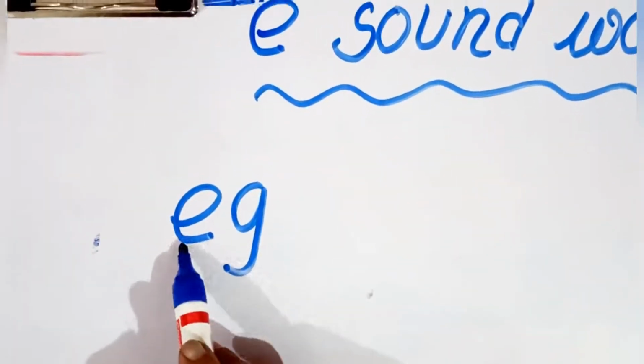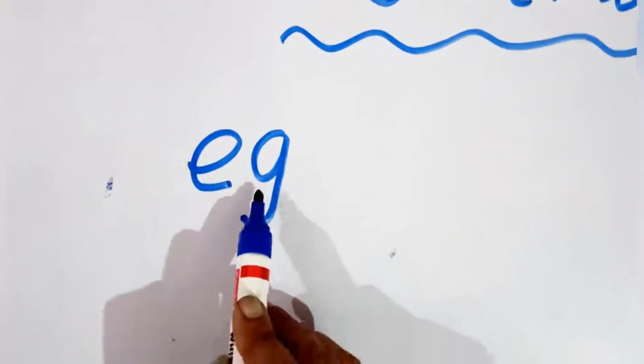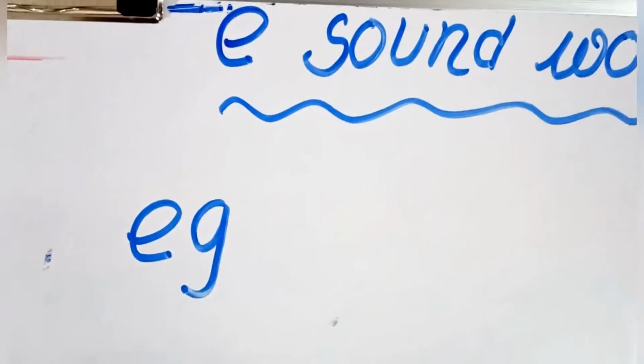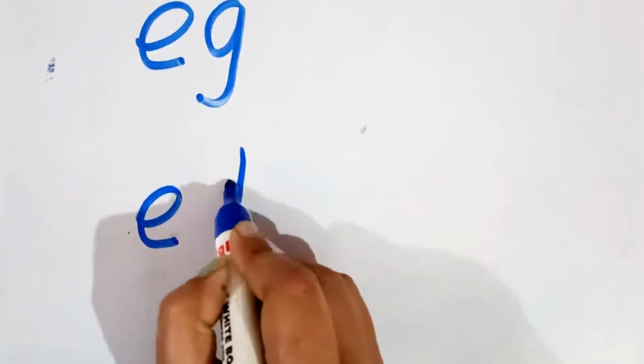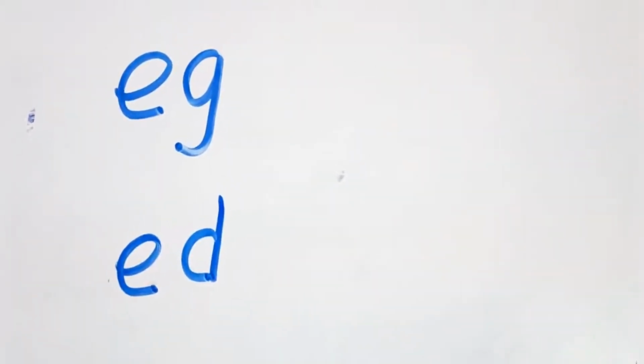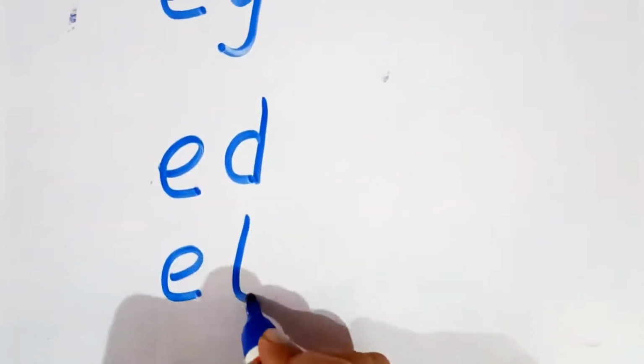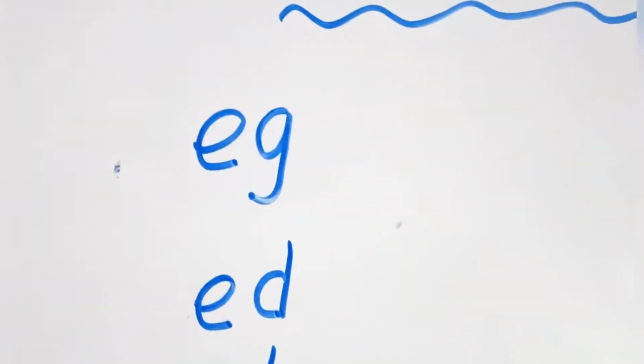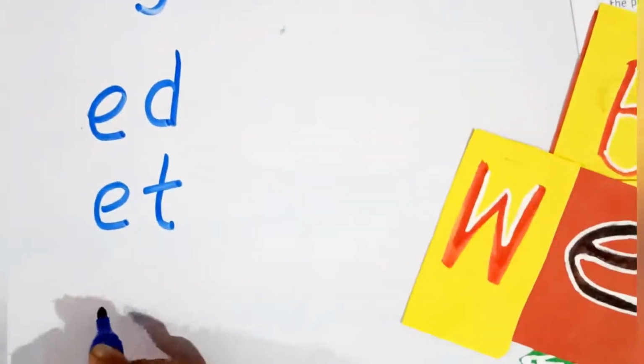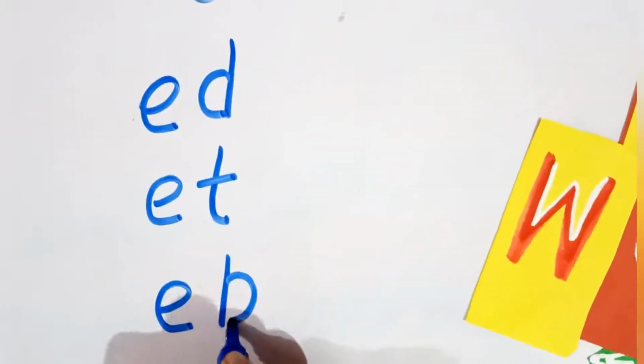See, this is E-G, eg. This is a two letter word. Next one is E-D, ed. Next one is E-T, et. And next one is E-B, eb. And another one is E-N, en. How you will read the words, that I will tell you.